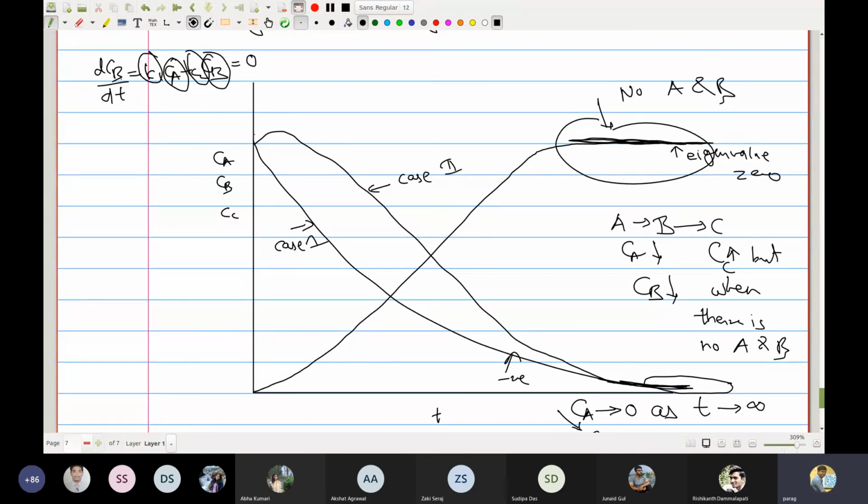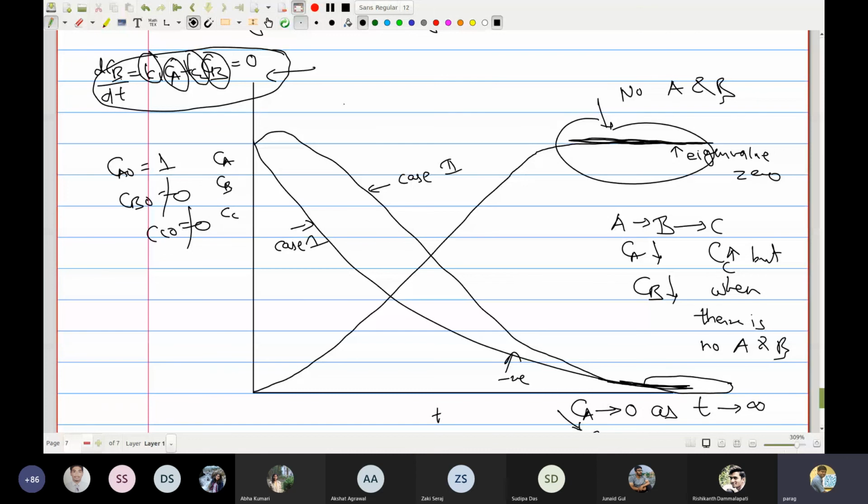In all the textbooks, you will see Ca0 is some value, Cb0 is 0, and Cc0 is 0. In that case, you will always get what Levenspiel tells you. But when these are not equal to 0, you do not have any guarantee that it would have maxima, or it will not have maxima. You will have to tweak around the parameters.